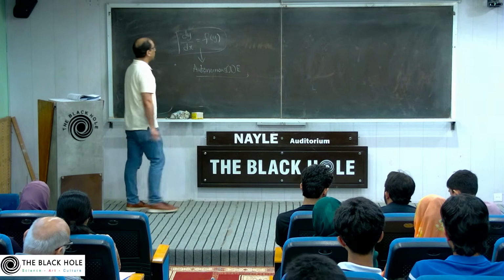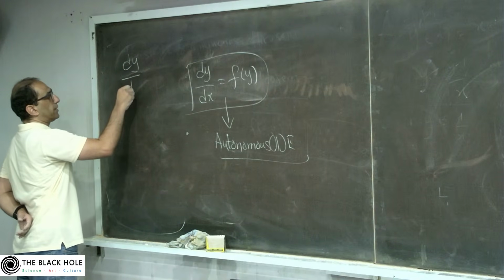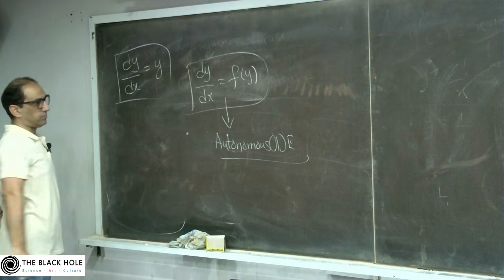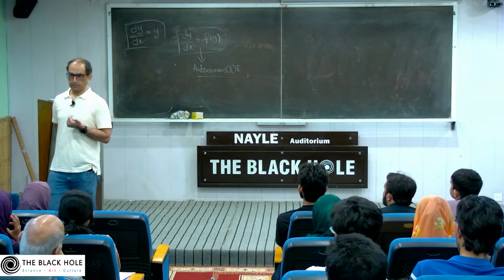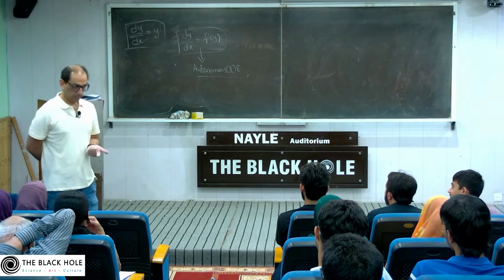So let's say I have dy by dx is equal to y. If you want to write this thing in words, how will you explain it? What does this equation tell you? It means the field is interacting with itself. There is something simpler than that. That the slope of the function is equal to the function. Right?